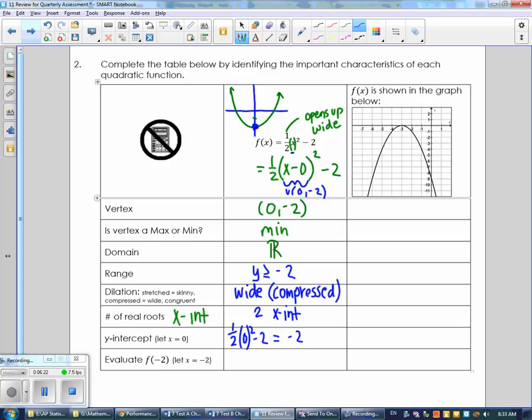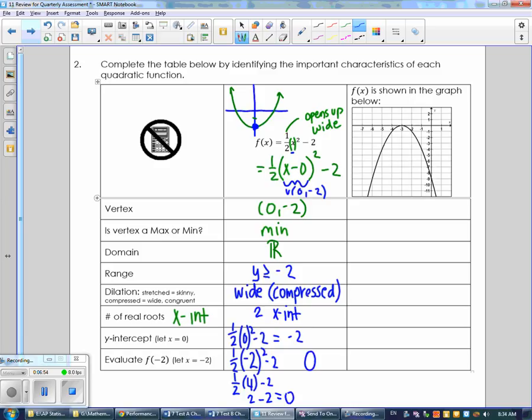It's right there. If I want to evaluate my function at -2, again, I'm letting x equal -2. So I'm going to plug it in. I've got 1/2, and then in parentheses, -2, the quantity squared, minus 2. Don't forget, when you're squaring a negative number, it becomes positive. So this becomes 1/2 times 4 minus 2. Don't be intimidated by the fractions. You know what half of 4 is. It's simply 2. And 2 minus 2 is 0.